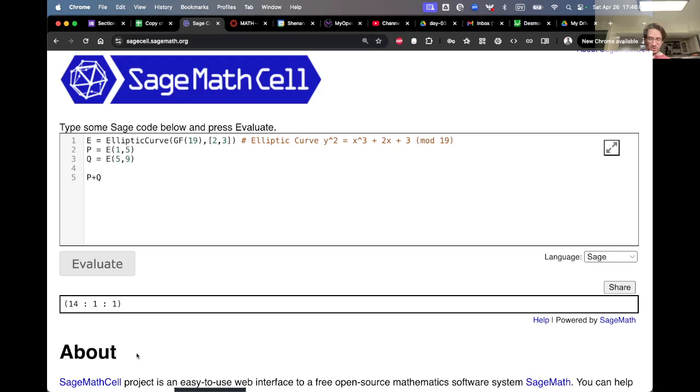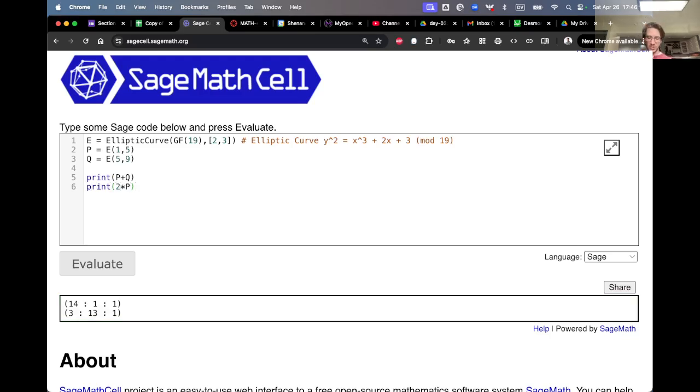All right, then 2 times P. In Sage, we can do this pretty easily. Let me go back and print 2 times P. And we get (3, 13). I'm just writing that down. Again, I would encourage you to try this one by hand as well and compare it to the answer using the formulas we had earlier in the slides.